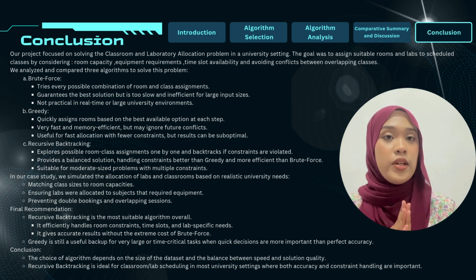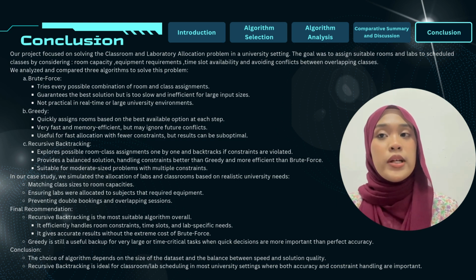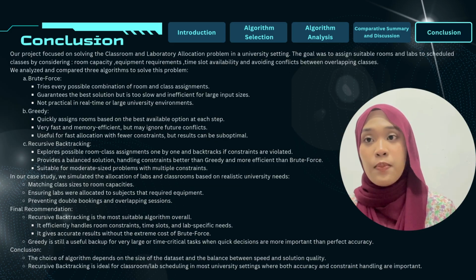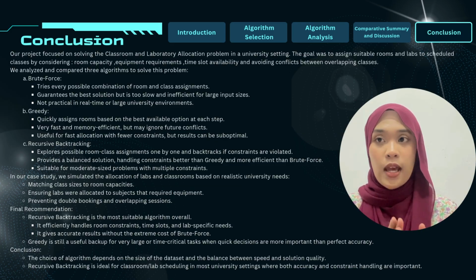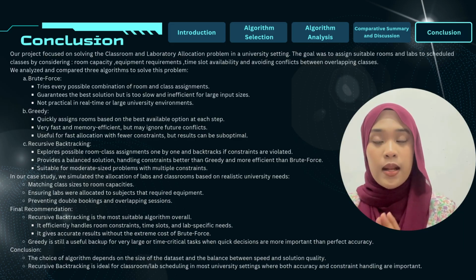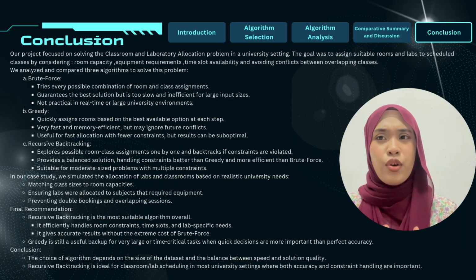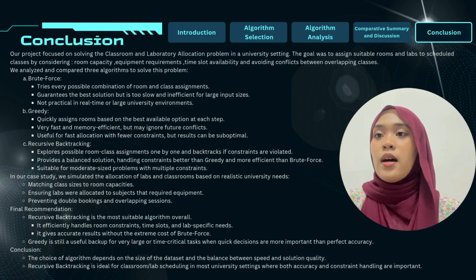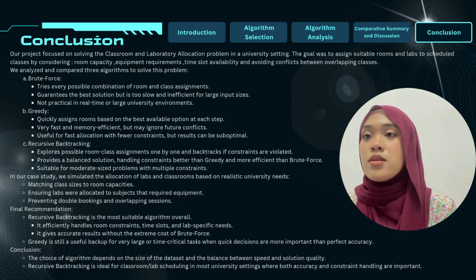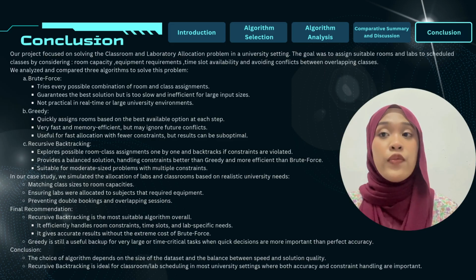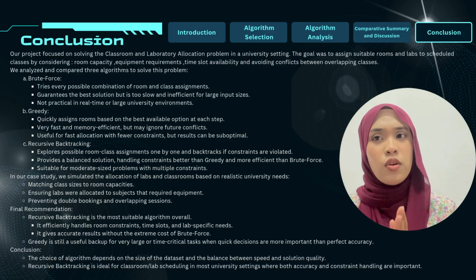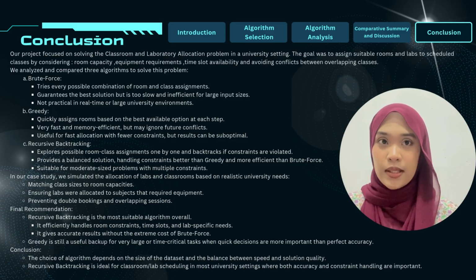Next, we have greedy. This algorithm quickly assigns rooms based on the best available option at each step. It is very fast and memory efficient but may ignore feature conflicts. The greedy algorithm is useful for fast allocation with fewer constraints, but the result can be suboptimal.